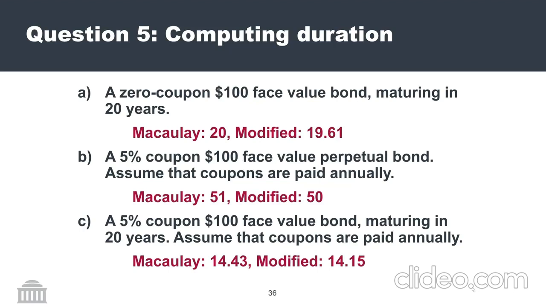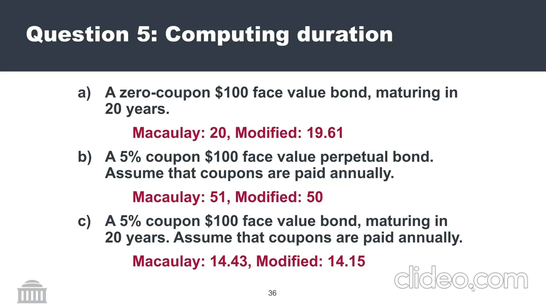So one of the key things that we learned here is that for a zero coupon bond, the Macaulay duration equals the maturity of the bond. And so in that case, it was 20. Now, for the bond that also has 20-year maturity but pays a coupon, Macaulay duration has to be strictly less than 20. So if you compare A and C, again, C has Macaulay duration of 14.43, which is less than 20.